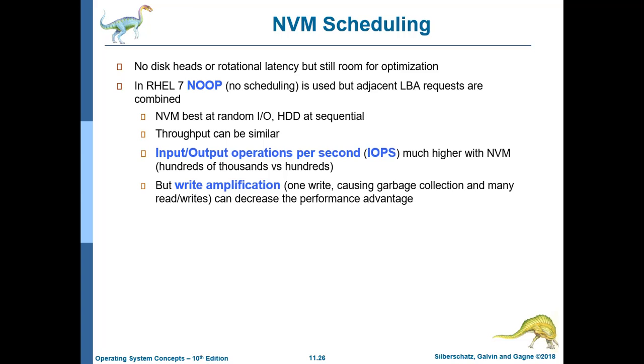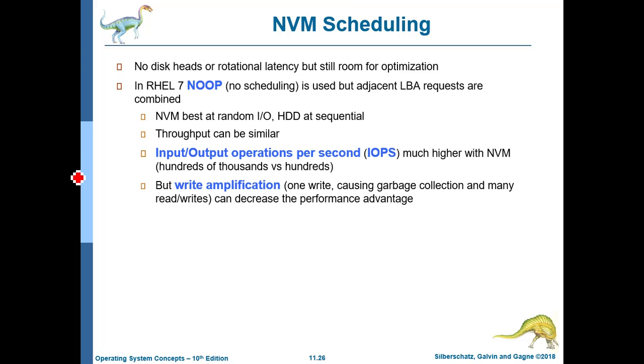Okay, next is NVM scheduling, non-volatile memory scheduling. There are no disk heads or rotational latency, but still room for optimization. In RHEL 7 again, NOOP is used, so there's no scheduling, but adjacent LBA requests are combined. NVM is best at random IO, while HDD is best at sequential, and throughput can be similar. Input-output operations per second, or IOPS, are much higher with NVM, hundreds of thousands versus hundreds. So what is IOPS? A measure of random access IO performance, the number of inputs-outputs per second.